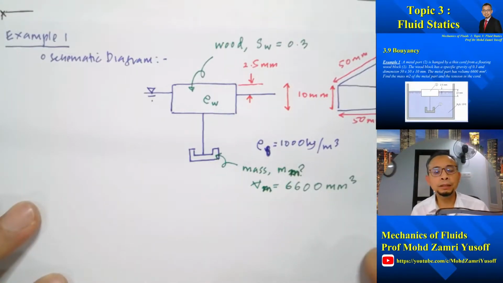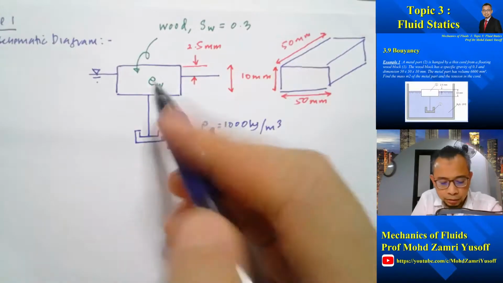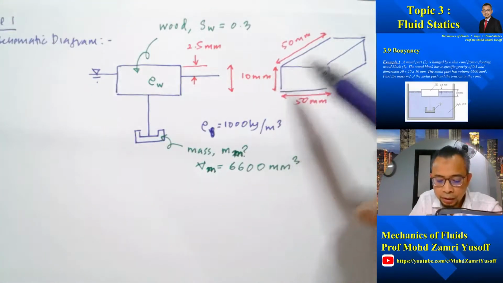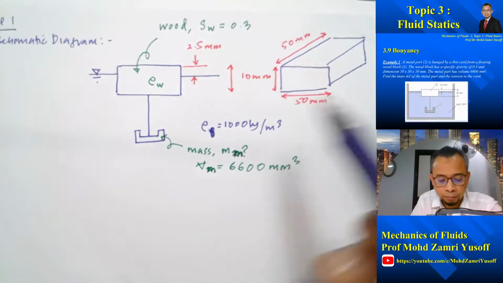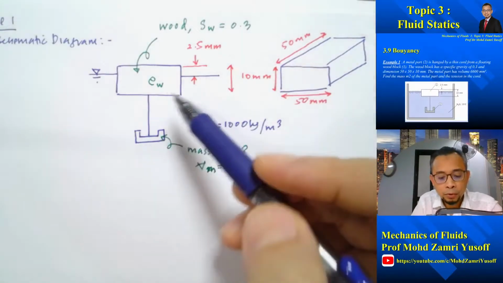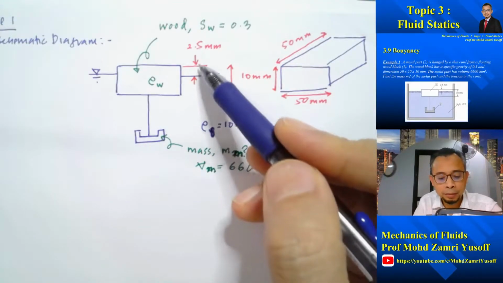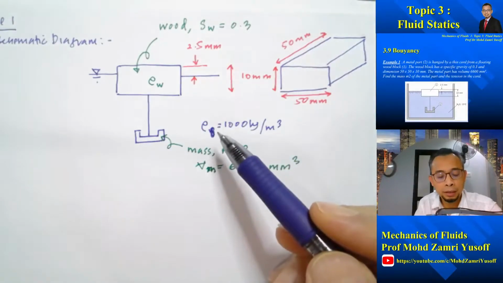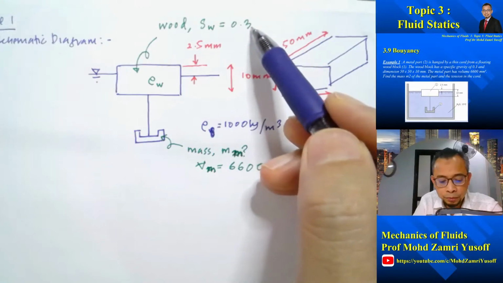Now let's consider the schematic diagram of the problem. We have a wood with dimensions 10 by 50 millimeter by 50 millimeter. The wood is floating such that 2.5 millimeter is above the water, so that means that 7.5 millimeter is submerged underwater. The specific gravity of the wood is equal to 0.3.